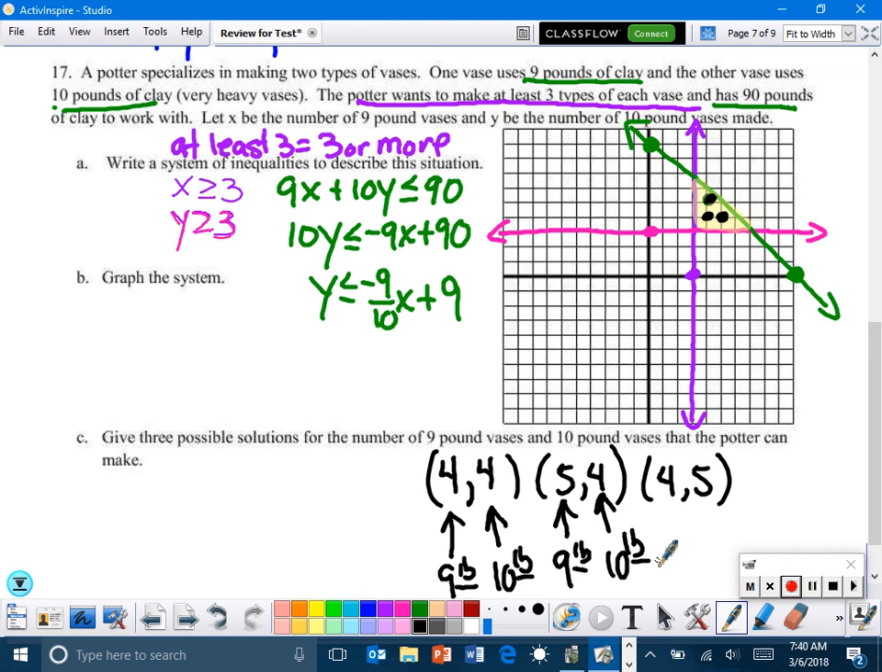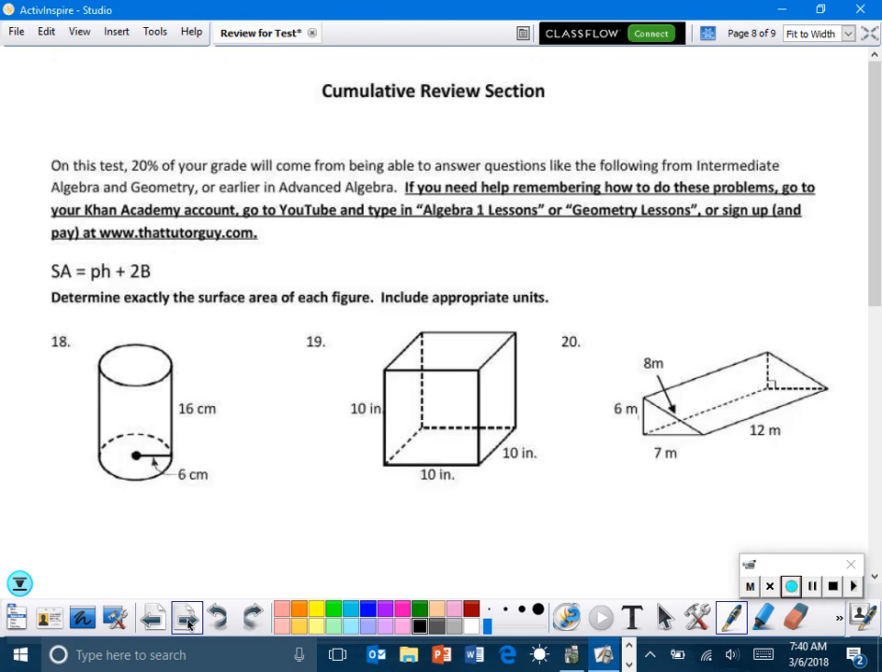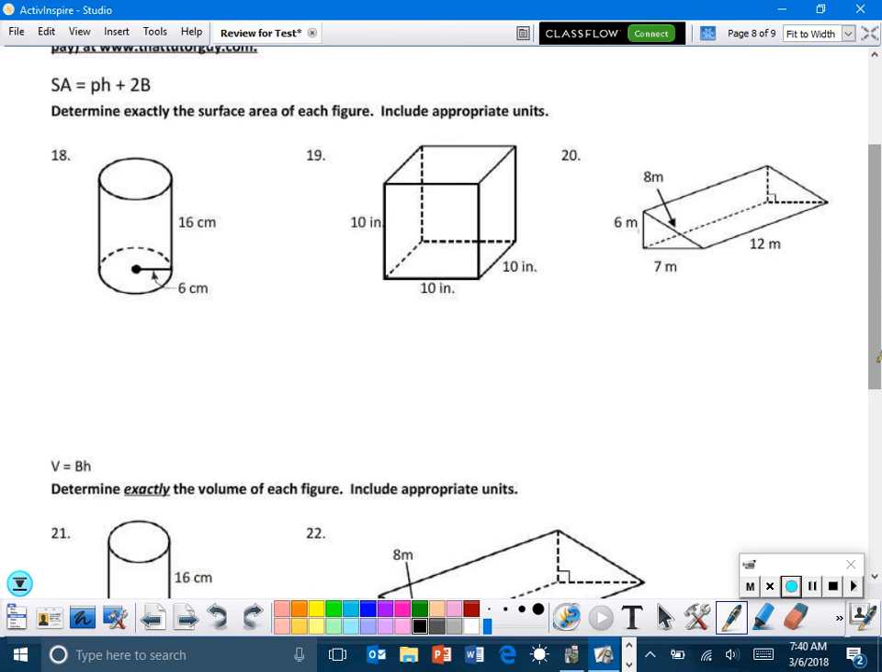That problem, again, is worth like 15 points on the test. So be careful. All right, last page. A repeat of what we did on the last test. You need to know your surface area and volume and read very carefully. All right, this one says surface area, and I have the formula there for you.